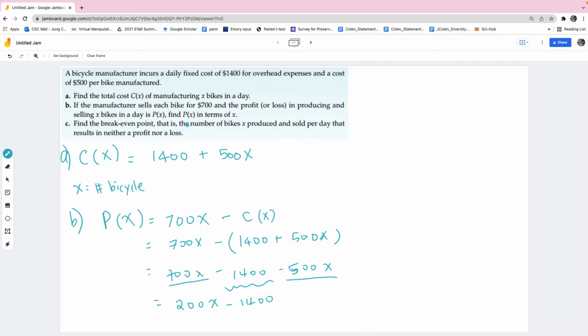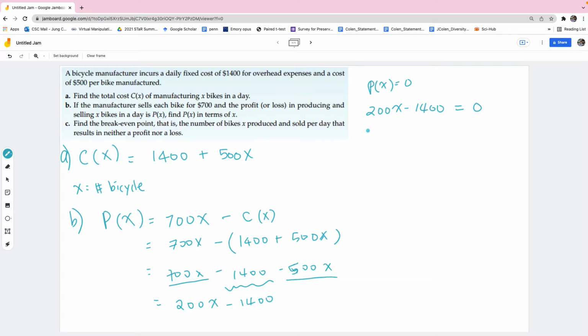Now we can apply part C. It says we need to find the number of bikes at the break-even point. The break-even point is when your profit is 0. So the cost should be the same as how much money you are making, the revenue, right? So we can say when P of x, 200x minus 1400, is 0, it is break even. You're not making money, you're not losing money.